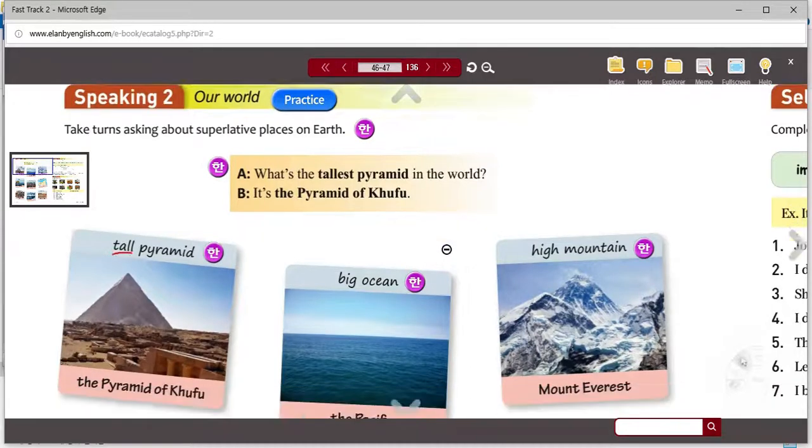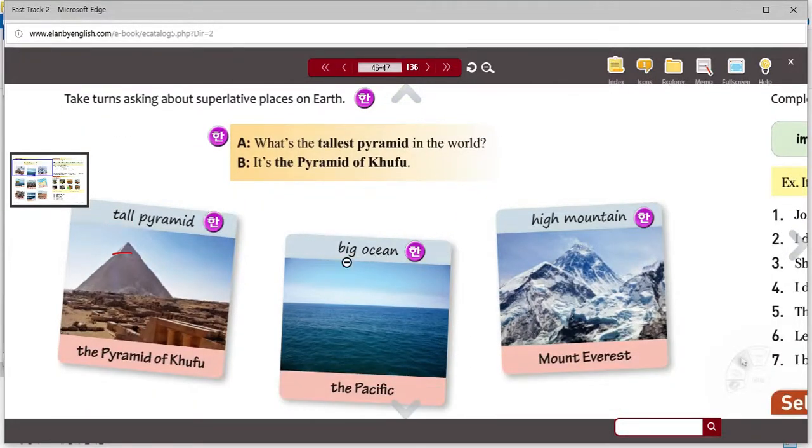Okay, let's look at the answers here. So we're talking about oceans, not just oceans, but big oceans. What's the biggest ocean in the world? It's the Pacific, or the Pacific Ocean. Good. Next one. What's the highest mountain in the world? It's Mount Everest.